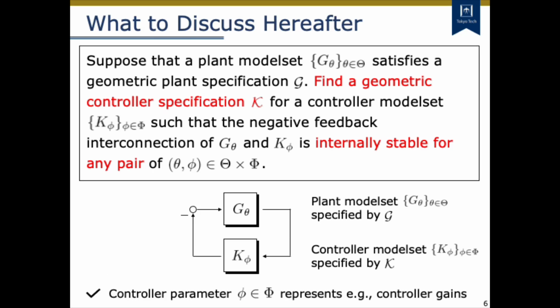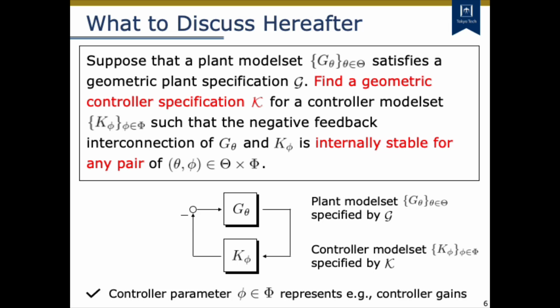The main objective of this talk is as follows. For a given plant model set, which is specified by the geometric plant specification G, we aim at finding a geometric control specification denoted by K, which gives a specification of the controller model set. Here, the parameter phi represents some controller gains, for example. This objective is formally stated in this box.